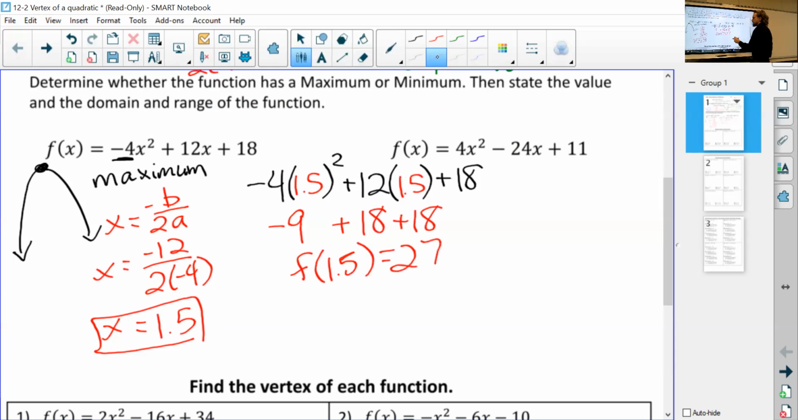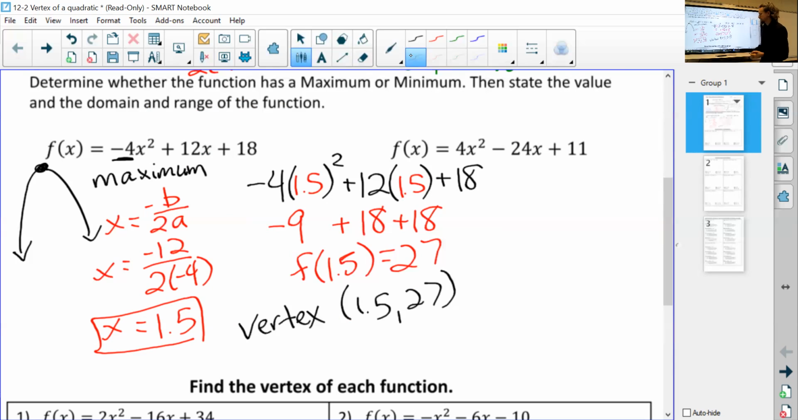equals 27, which means my vertex is at 1.5, 27. Or the maximum value, the highest point, would be 27. So maximum of 27. Is that how they ask for it? Let me make sure. Oh, maximum equals 27. Okay. And then it wants you to write out what's the domain and range.